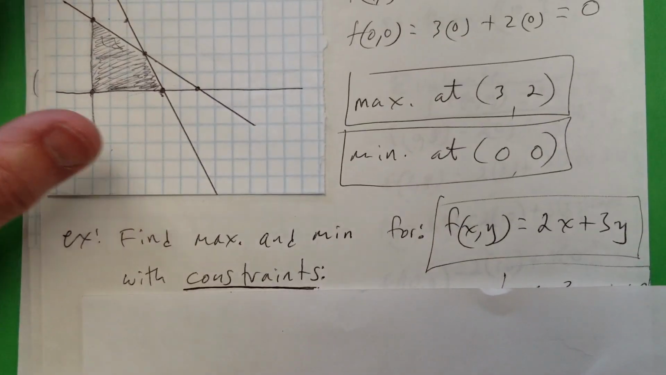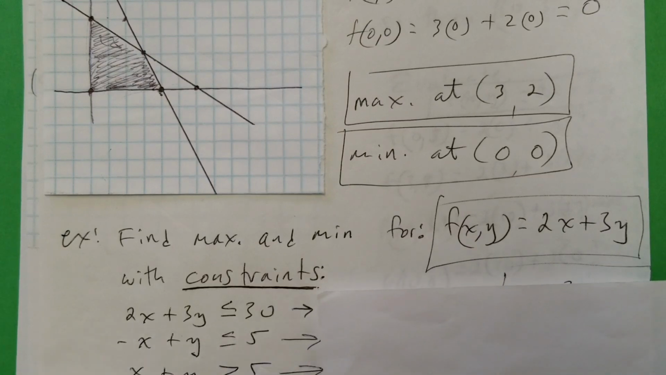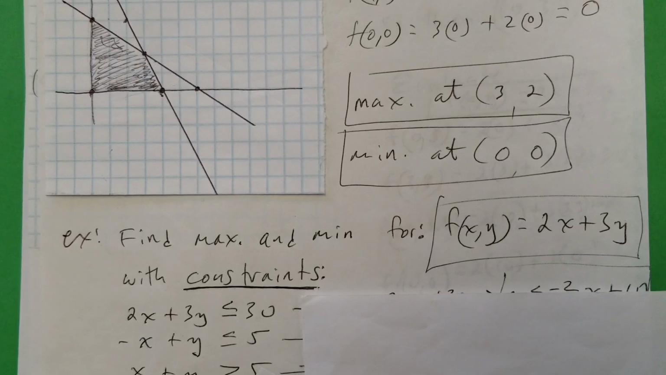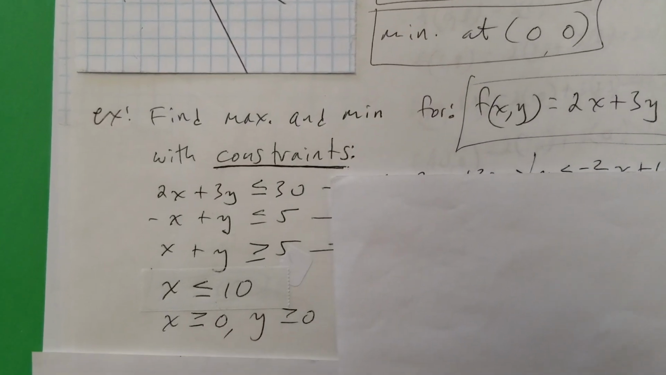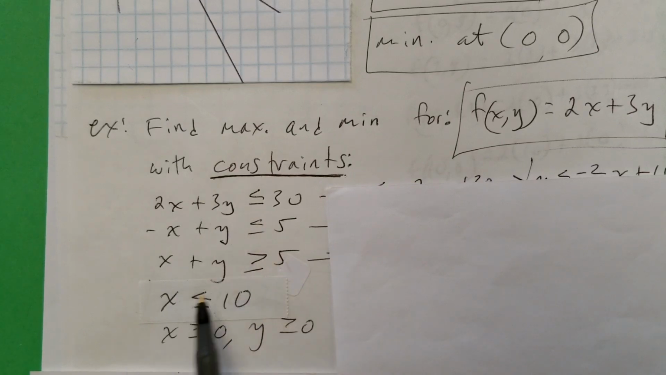So here are the constraints. Wow, that's a lot of them. Let me pull it up. That's a lot of them. Okay? So let's change. This is easy, right? X is less than or equal to 10. That's easy. These are easy also. We just did this. So we really have just 3 lines.